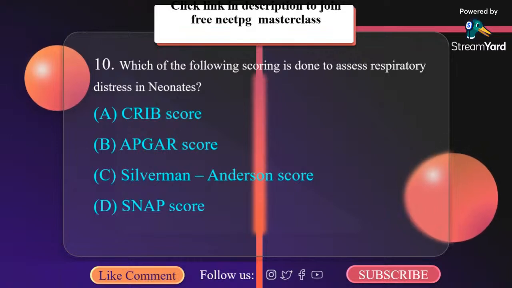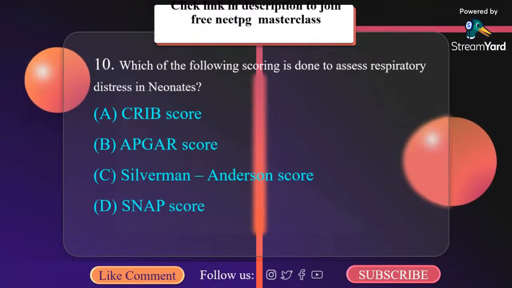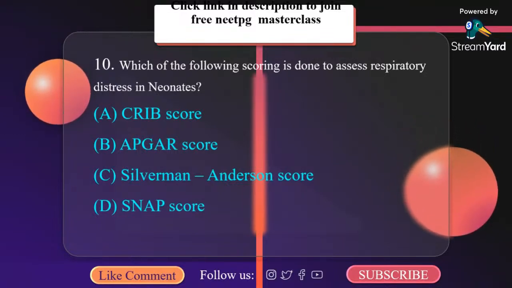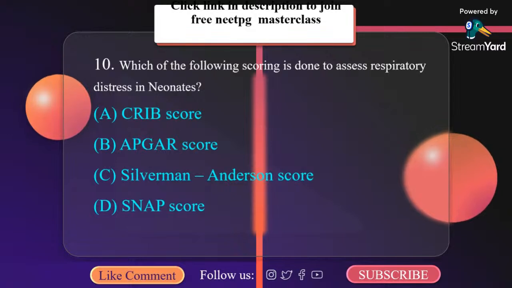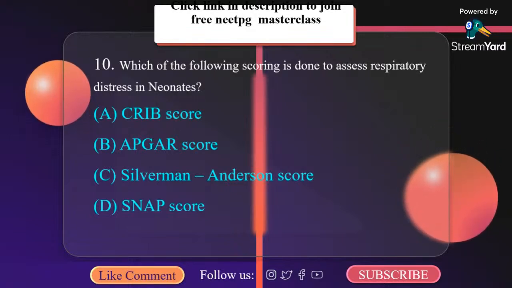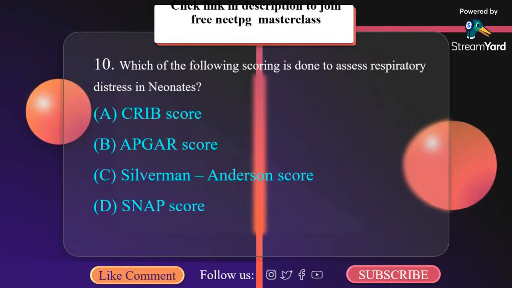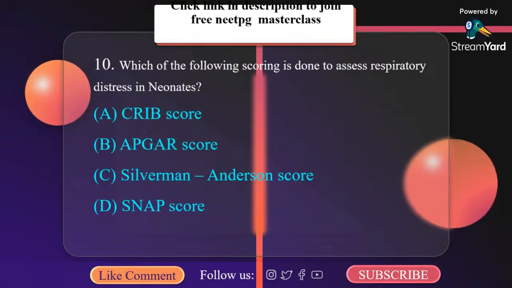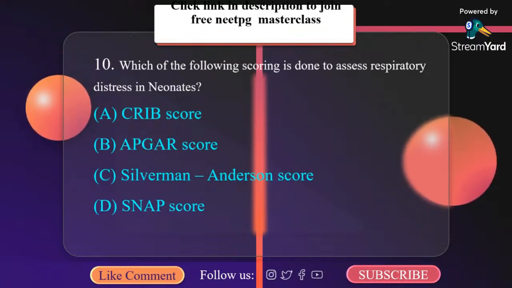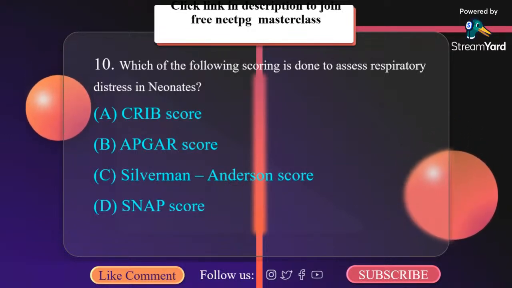Now let us look at the scores one by one. CRIB score is clinical risk index for babies score. It is a tool for assessing initial neonatal risk and comparing performance of neonatal intensive care units. CRIB-2 score is a validated measure of initial mortality risk and illness severity within 1 hour of admission. It takes into account the birth weight, the gestational age, body temperature, base excess, and sex of baby to determine the initial mortality risk.